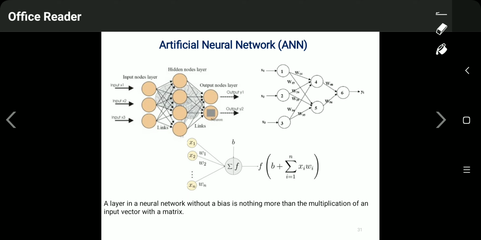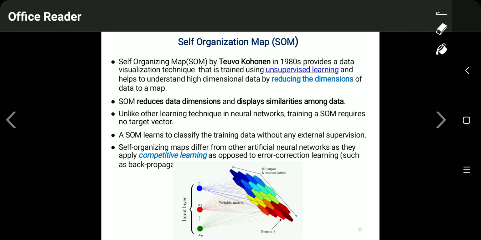This kind of learning is known as feed forward back propagation learning, because we are feed forwarding the input data set, and we are back propagating the error, whatever error is coming. That is propagated through the neural network in order to minimize it. So we adjust the weights and biases in such a way that the error is minimized. This is how the artificial neural network works.